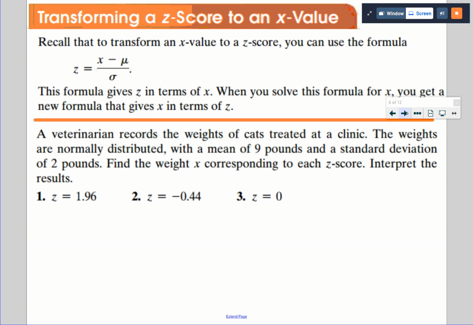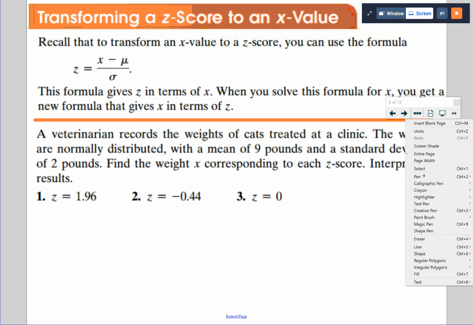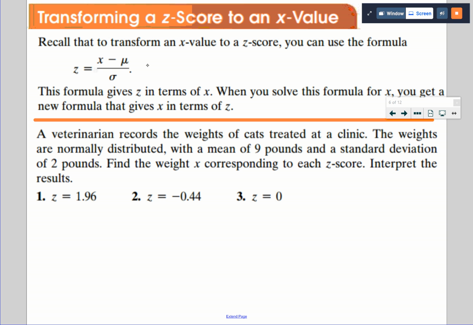Okay, so z-scores really don't mean a whole lot to us as far as actual data goes. So we've used this formula already before. To get a z-score, we took a data value and converted it by subtracting the mean and dividing by the standard deviation. If you take this formula and solve for x, so get x by itself, you can use it the other way. You can use a z-score to figure out what data value that corresponds to in your set.